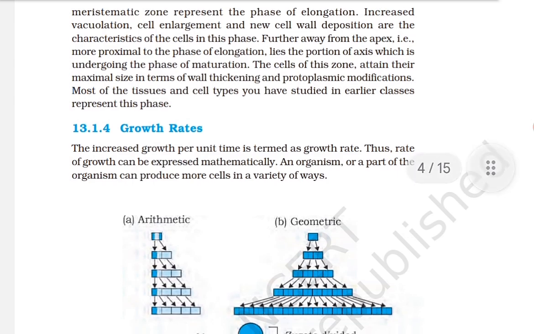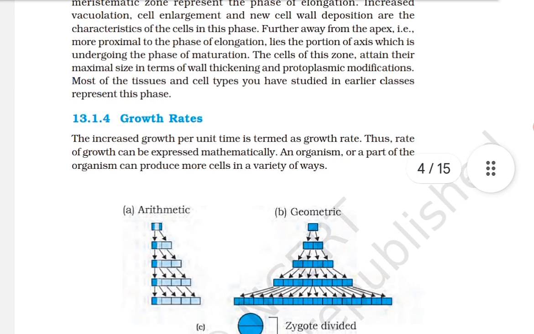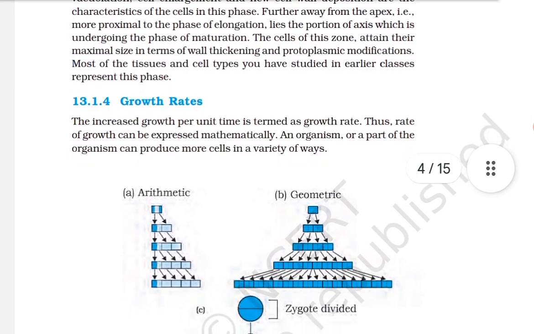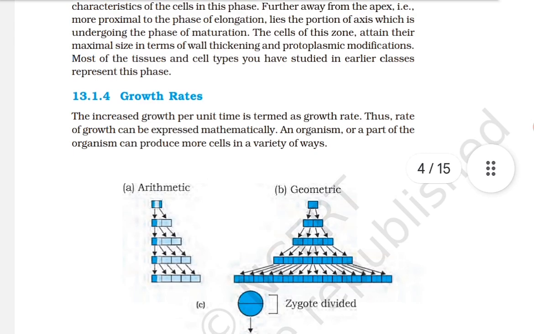In the former, growth is expressed as increase in cell number. The latter expresses growth as increase in size of the cell. While the growth of a pollen tube is measured in terms of its length, an increase in surface area denotes the growth in a dorsiventral leaf.